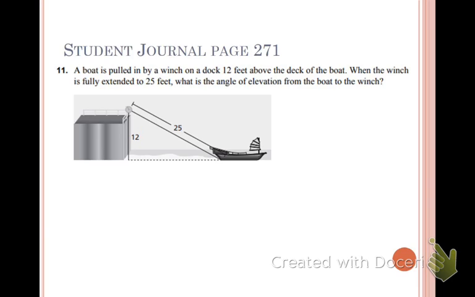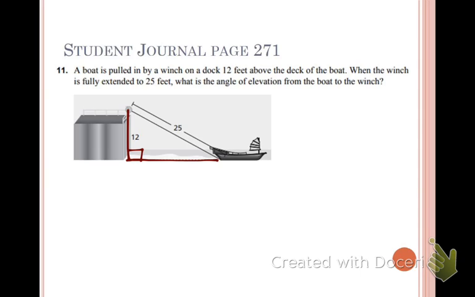On a dock, 12 feet above the deck of the boat. When the winch is fully extended, 25 feet, what is the angle of elevation from the boat to the winch? Okay, so the picture's already there for you. This section is all about right triangles, so you need to find where the right angle is. And it will always be where the horizon meets a vertical, anything, a building. In this case, what is that? The deck? No. Whatever this thing is.